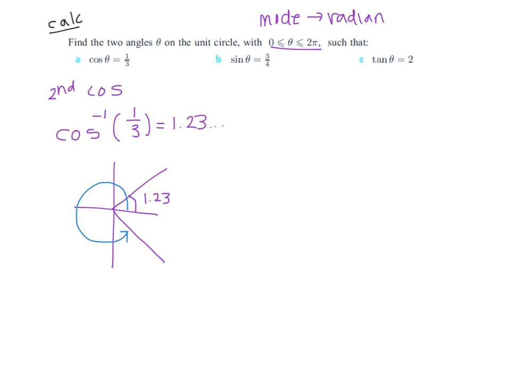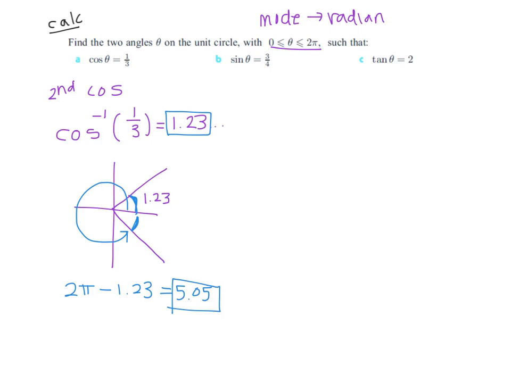It will be 2 pi minus 1.23. Because this angle over here is 1.23, this angle is exactly the same as 1.23. Therefore, if I subtract it from 360 degrees, which is 2 pi minus 1.23, it will return the value of 5.05. So the two angles are going to be 1.23 and 5.05.